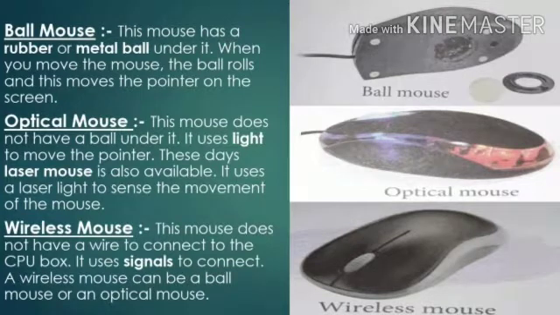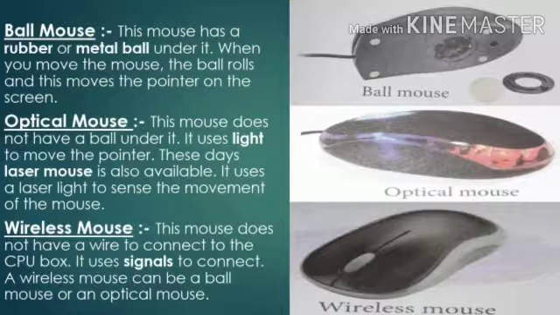Second is ball mouse. Ball mouse has a rubber or metal ball under it. When you move the mouse, the ball rolls and this moves the pointer on the screen. Third is optical mouse. Optical mouse does not have a ball below. It uses light to move the pointer. Nowadays, laser mouse is available. It needs a laser light to sense the movement of the mouse.